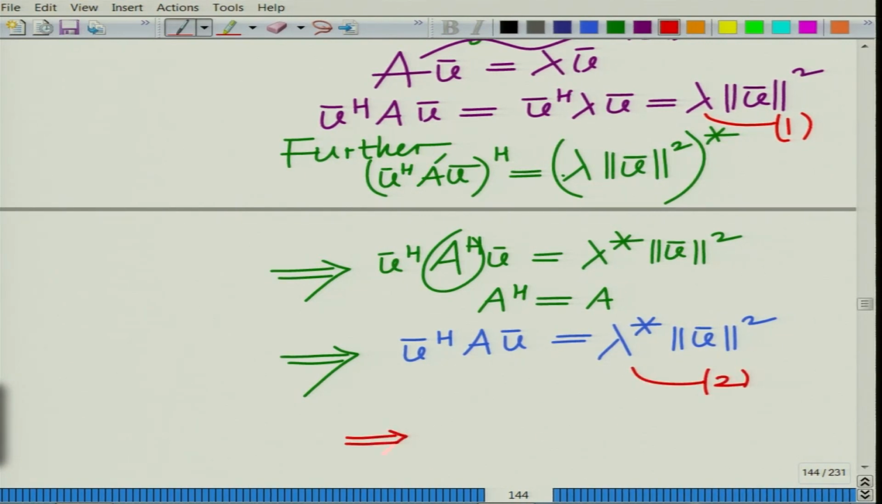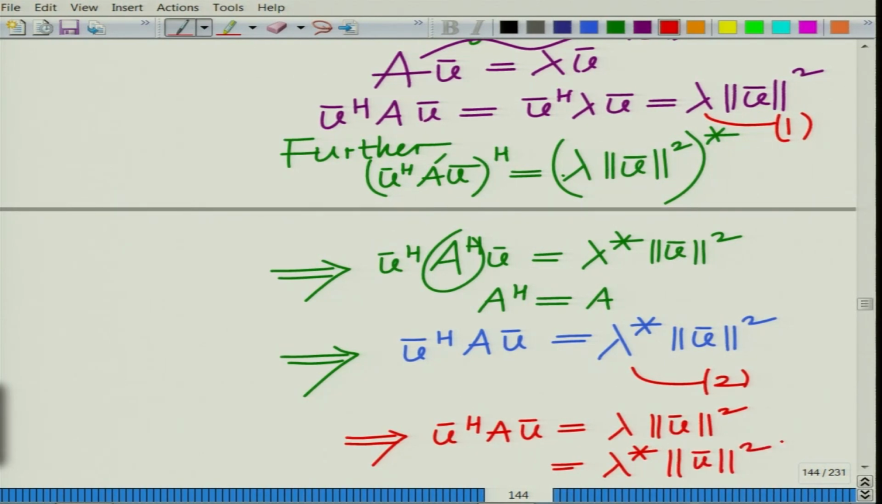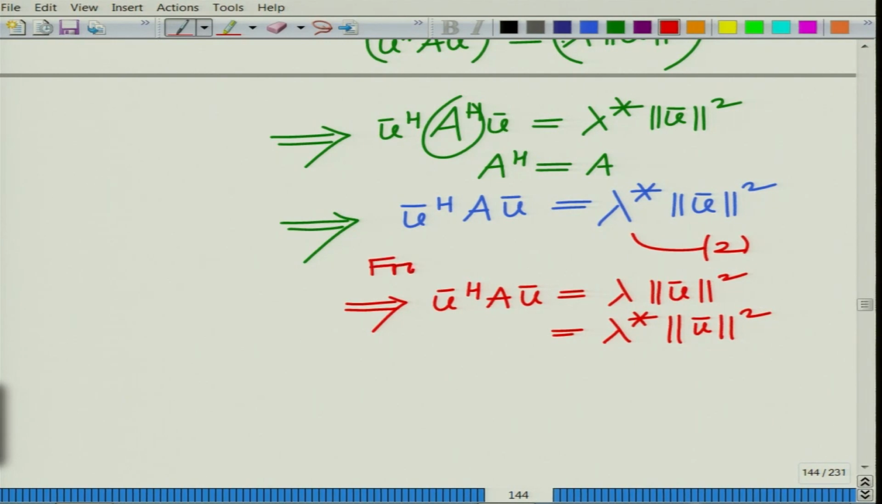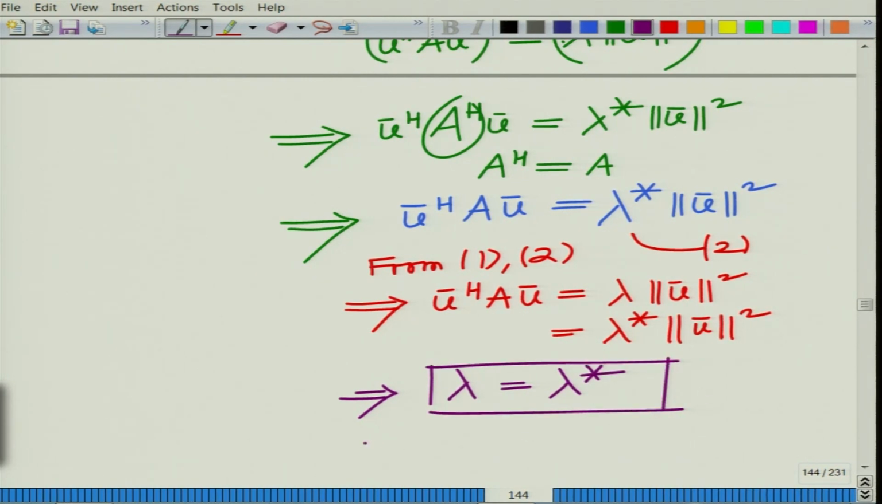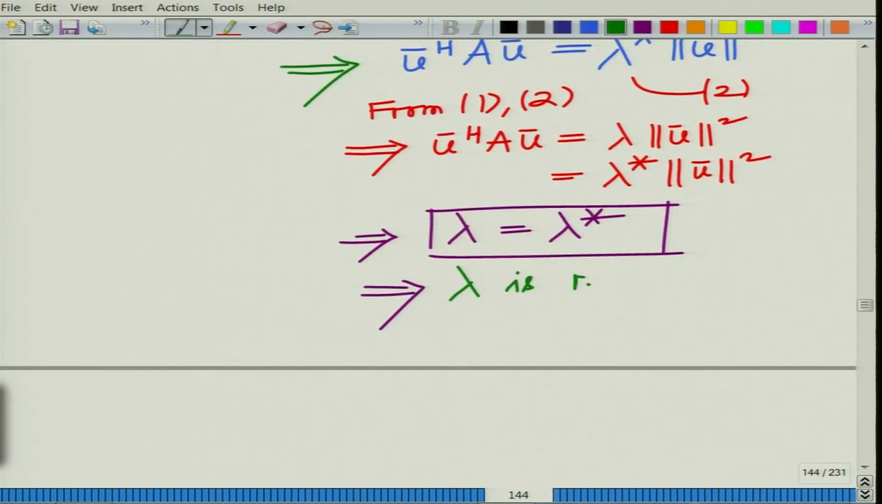this implies u bar Hermitian A u bar equals lambda norm u bar square equal to lambda conjugate norm u bar square from results 1 and 2, and finally this implies, you can see that lambda equals lambda conjugate, and therefore lambda is real. Therefore, eigenvalues of PSD matrices are real.